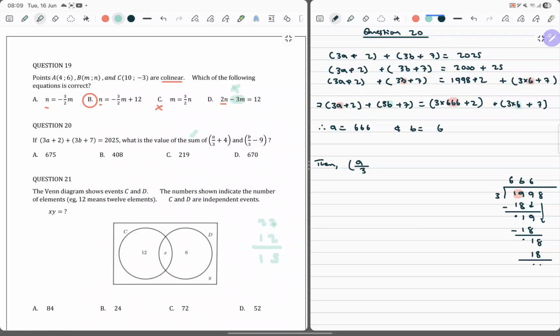Then a over 3 plus 4 plus b over 3 minus 9. Now this is going to be 666 over 3 plus 4 plus 6 over 3 minus 9. Now we know the things there. Could we divide this by 3? I know 6 divides by 3, but will it divide 666 indeed?